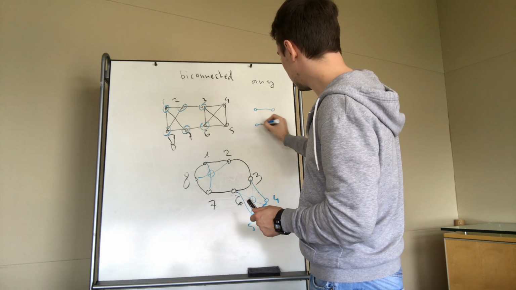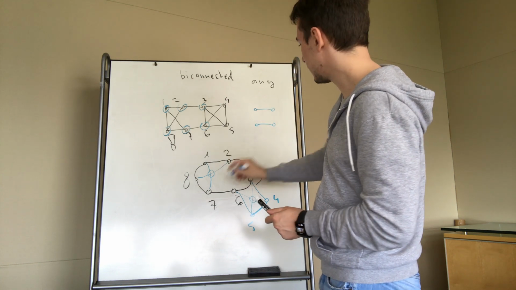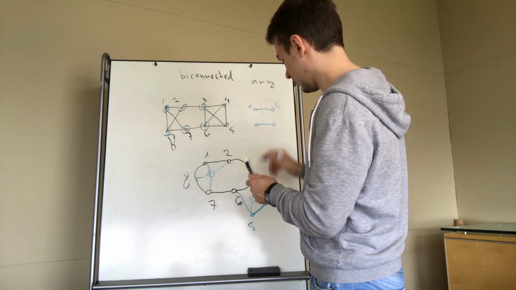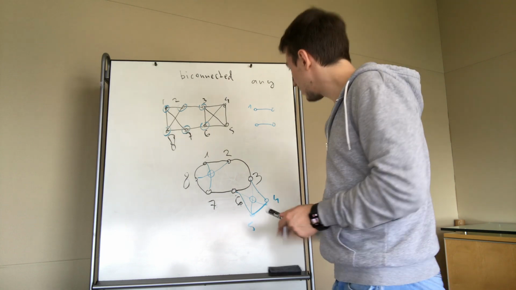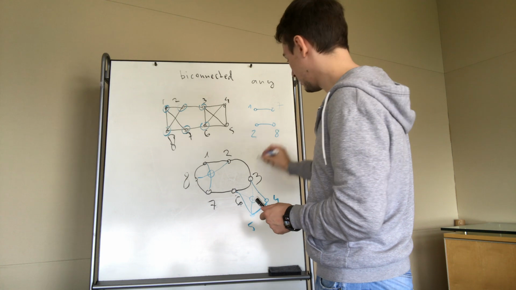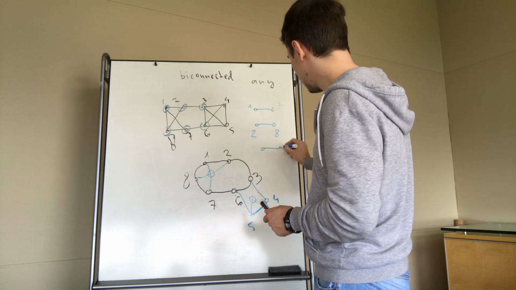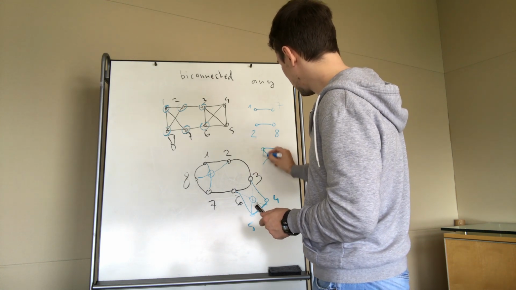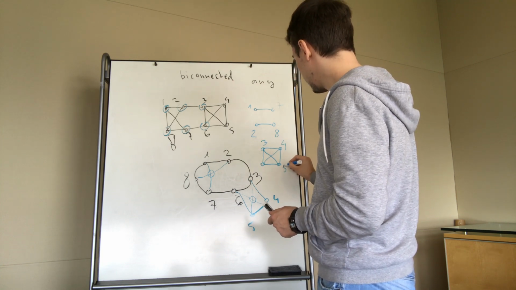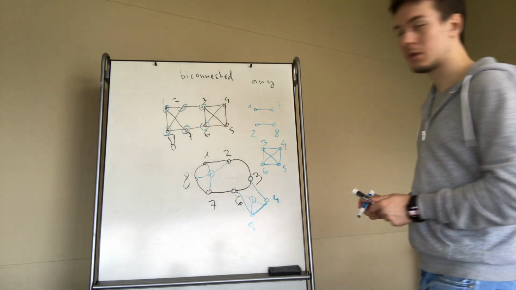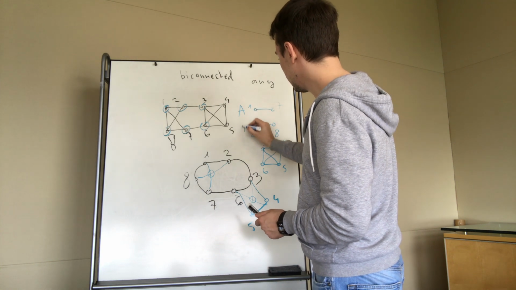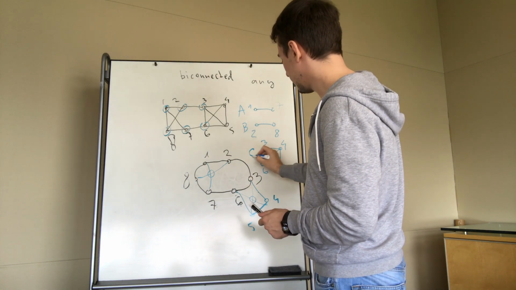So I will draw these 3 subgraphs separately. 1, 7. 2, 8. And this subgraph: 3, 4, 5, 6. Let's say this is a subgraph A, this is B, and this is C.